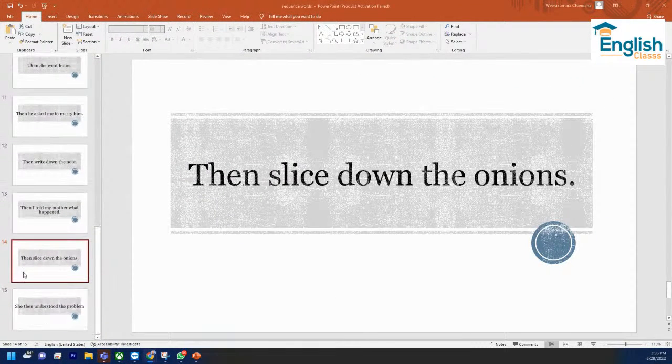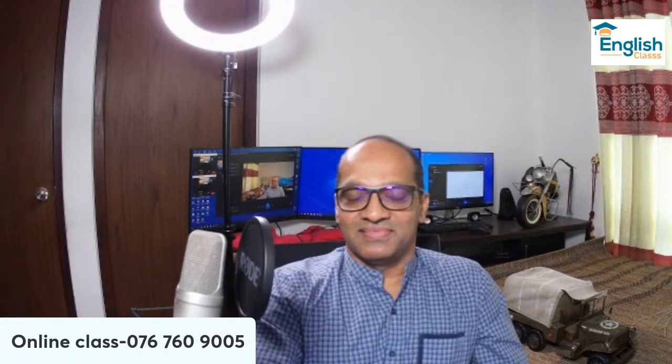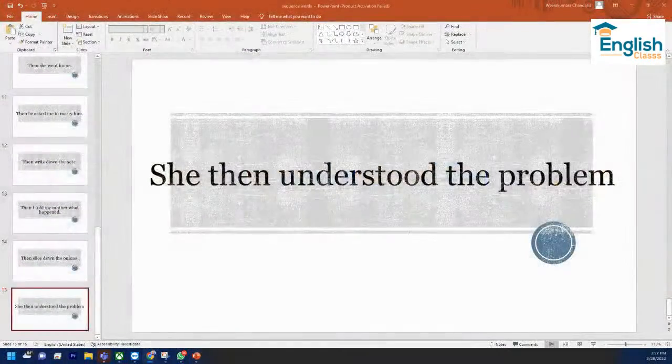Now look at this example given here. She then understood the problem. Here you can see the sequence word then has been used in the middle of the sentence, just before the verb. She then understood the problem. I explained it to her. She then understood the problem.